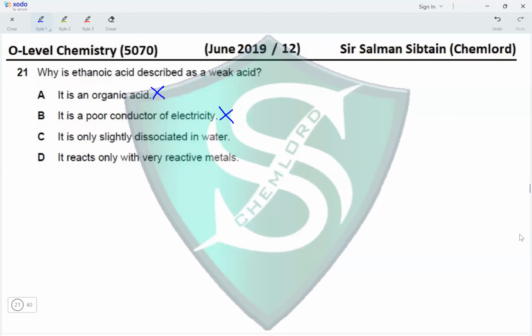It is only slightly dissociated in water. Yes, that is the definition of a weak acid. A weak acid is only partially dissociated in solution, or in this case, slightly dissociated in water. So this is correct. It reacts only with very reactive metals? It will react with metals that are more reactive than hydrogen. So this makes option C the correct option for this question.